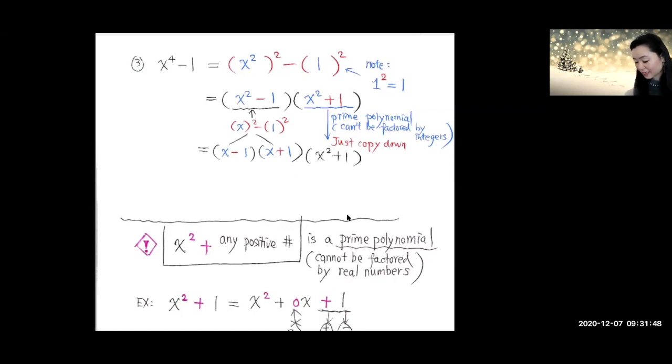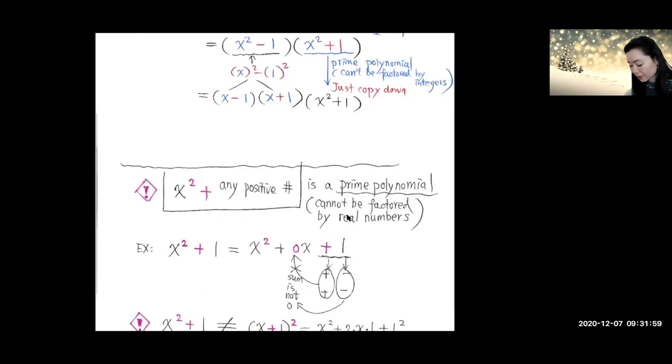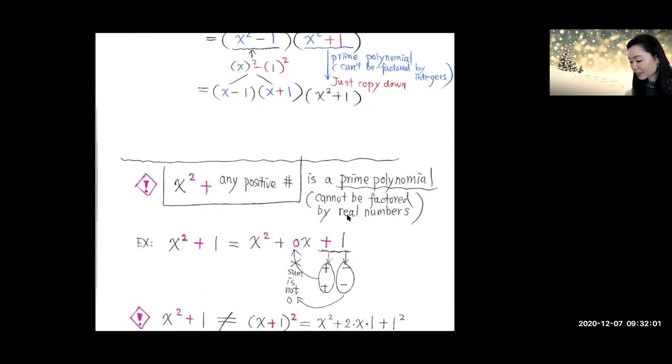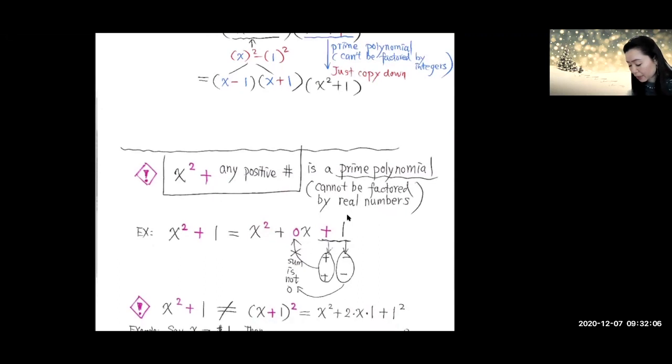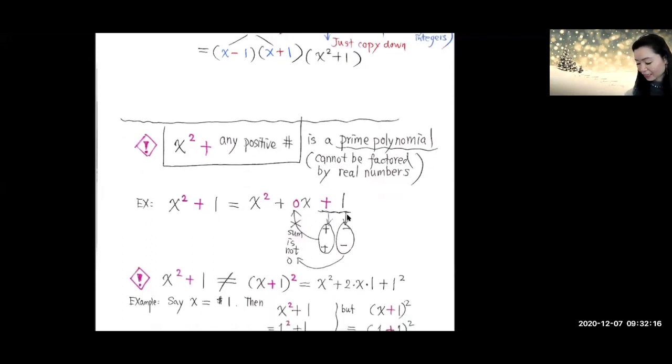Now some of you might be puzzled by this. How do you know this one cannot be factored? How do you know this is a prime polynomial? I can tell you a pattern. x squared plus any positive number is a prime polynomial. It cannot be factored by real numbers. Some of you say, "Oh, can you explain why?" Just try a little bit.